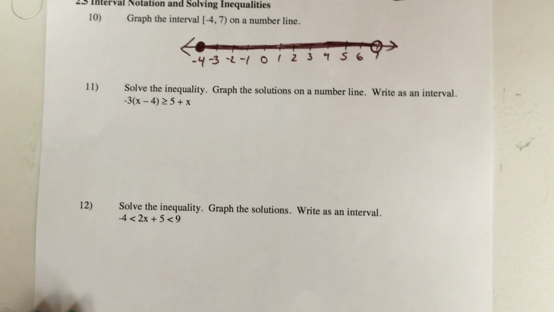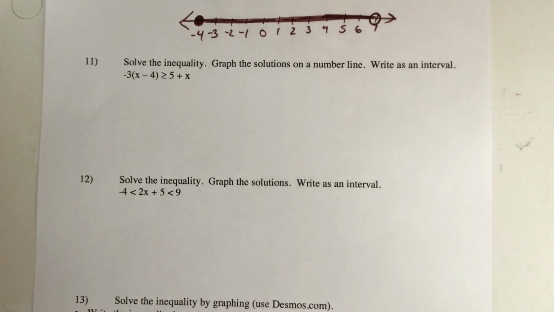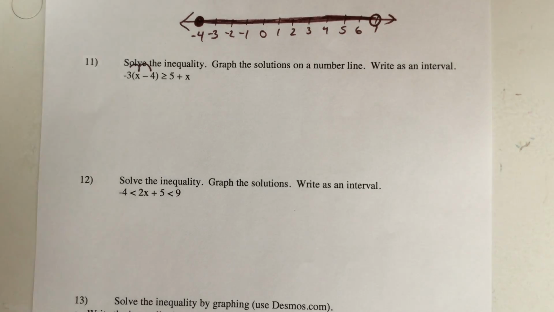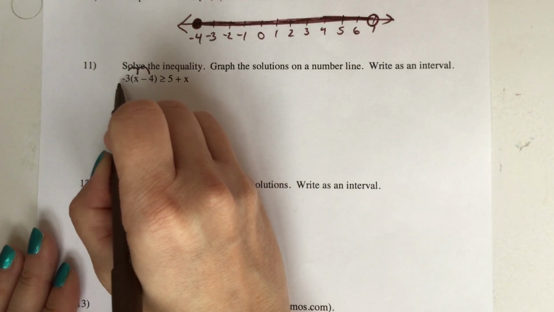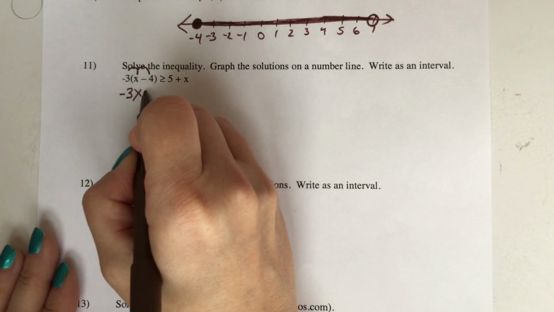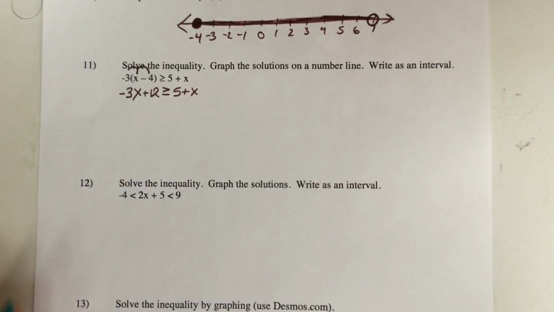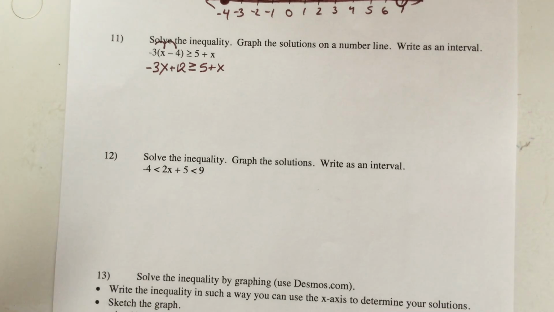Okay, solve the inequality. Graph your solutions on a number line and then write it as an interval. Well, the first thing I notice here is I have parentheses. You always want to simplify both sides of an equation or an inequality before you start to solve. So here I'm going to go ahead and distribute. -3 times x makes this -3x. -3 times -4 is a +12, greater than or equal to 5 plus x. Okay, no more parentheses. I can't combine any like terms on the single sides of the inequality to make it shorter. So this is what we've got.